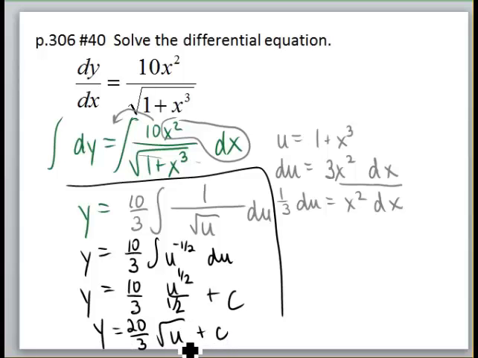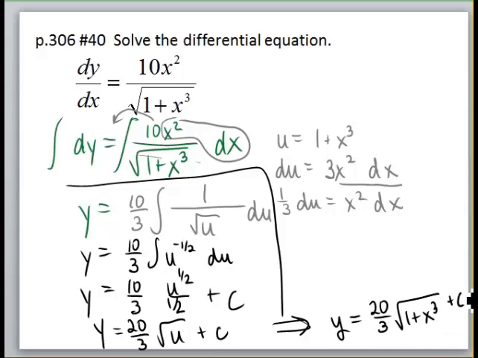Now remember, we're not supposed to leave it in terms of u, so we're going to substitute our u value back in, which was this 1 plus x cubed. So our final answer would be y equals 20/3 the square root of 1 plus x cubed plus c.